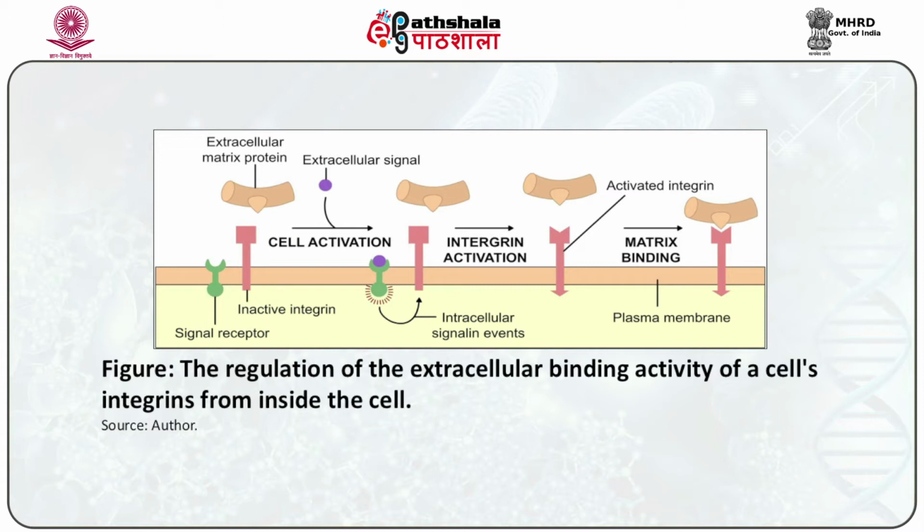Binding of an extracellular signal, that is the ligand, to integrin triggers a signaling cascade inside the cell. This cascade of reactions leads to activation of extracellular binding sites on integrins and makes them receptive for cell adhesion.